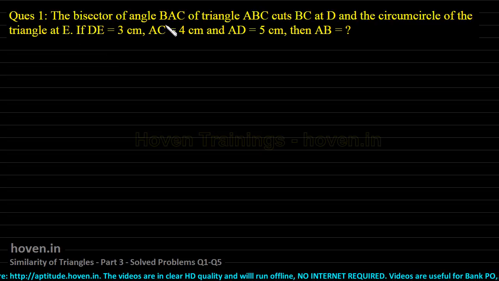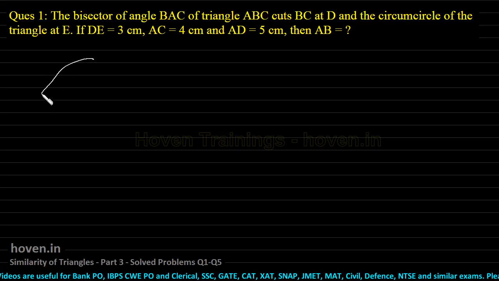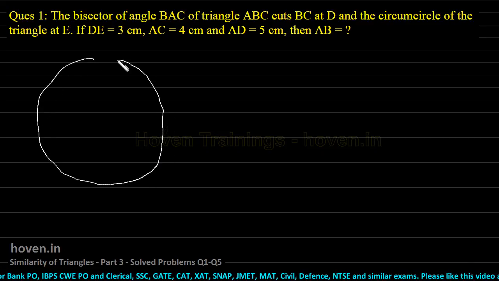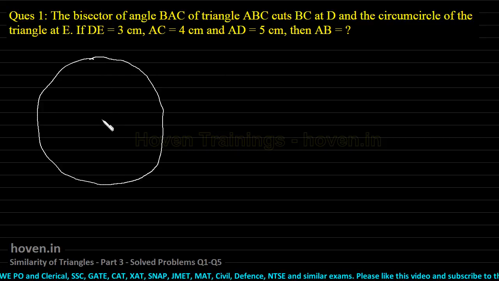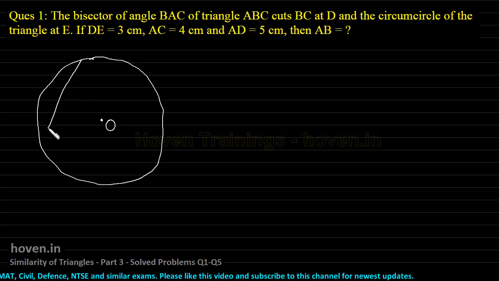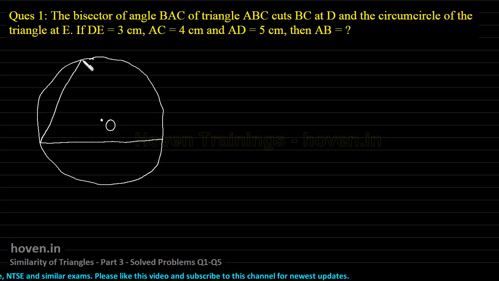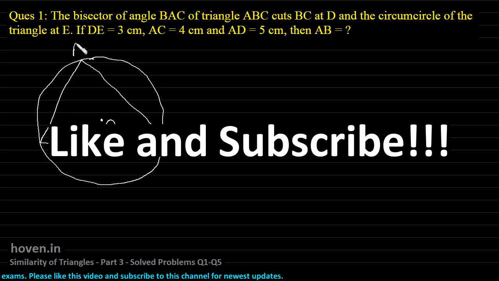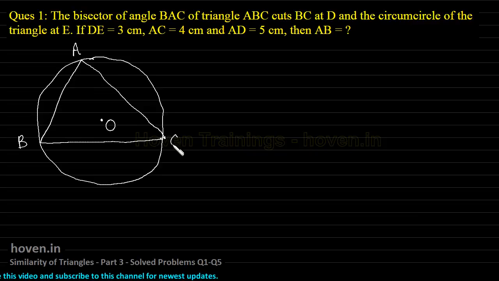The bisector of angle BAC of triangle ABC cuts BC at D and the circumcircle of the triangle at E. Basically, this triangle has a circumcircle involved. So let us first of all draw a circle and then put that triangle inside it. And after that, we can see what has been given to us. Let this be the center of the circle. Mark it as O. And the triangle ABC is included in this. So let us draw a triangle ABC. Any triangle can be drawn. This is A, this is B, and this is C.